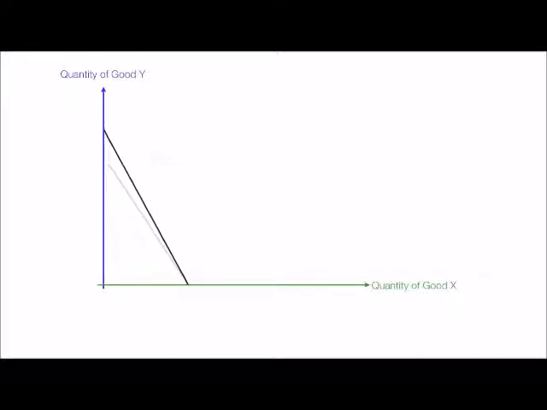I'm also going to show you what happens when the consumer income increases. The budget line shifts out, and I'll show you how that happens. And what happens when the consumer's income decreases, and how the budget line shifts in.